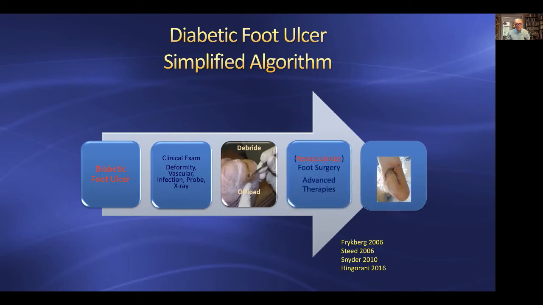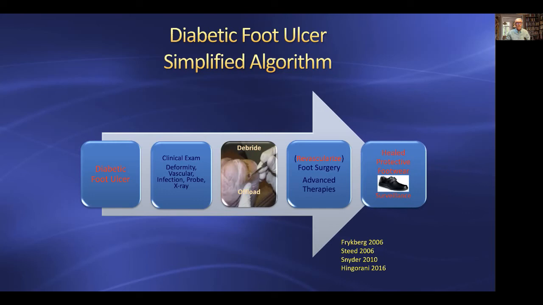Then we revascularize as necessary, predicated upon our thorough examination. We liberally perform diabetic foot surgery to correct deformities, to raise flaps, to cover chronic wounds, to remove underlying bony prominences or osteomyelitis, or incision and drainage of infection, etc. And then we'll also use advanced therapies, whether it be a skin graft, a skin substitute, negative pressure therapy, hyperbaric oxygen, topical oxygen, whatever you might have.